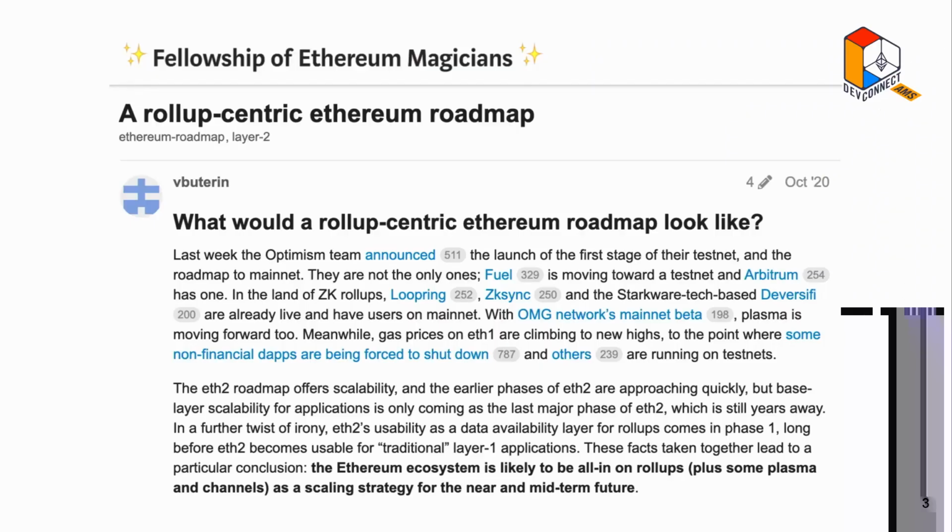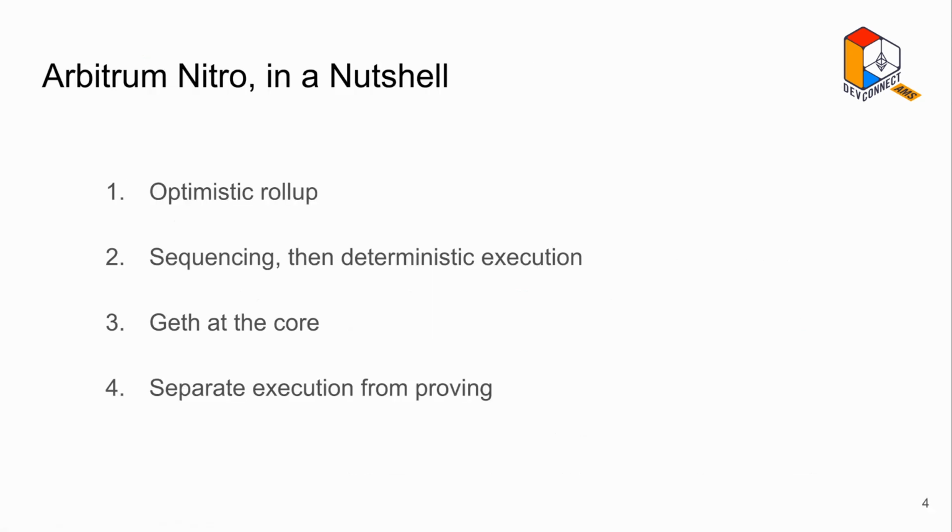OK, so of course, every talk in this topic is required to start with this slide. This is the famous rollup-centric Ethereum roadmap post from Vitalik. Right? And the point of this is the idea that rollups and the scaling of rollups will be central to the Ethereum rollup scaling story. So let me talk a little bit first about Arbitrum Nitro.